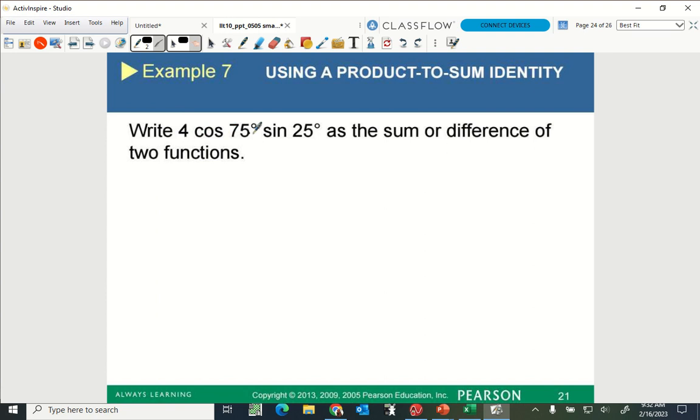Write 4 cosine 75 sine 25 as a sum or difference of two functions. 4 cosine of 75 times sine of 25. So there is a cosine and a sine.